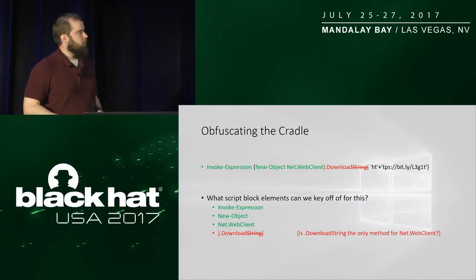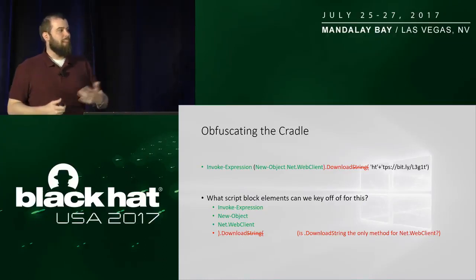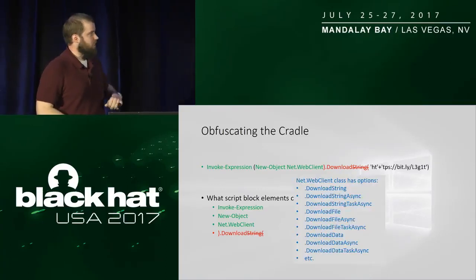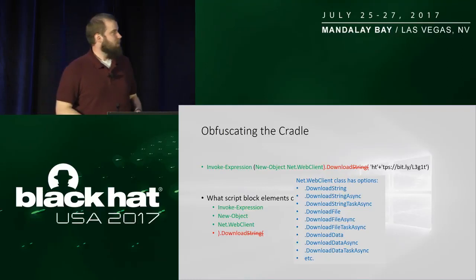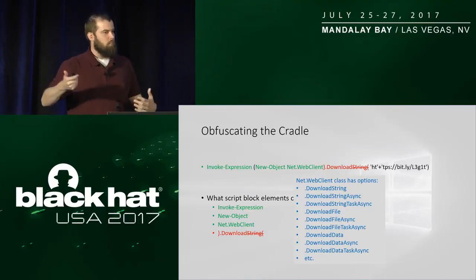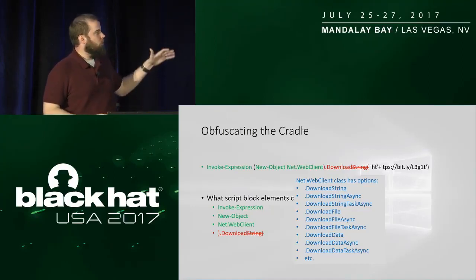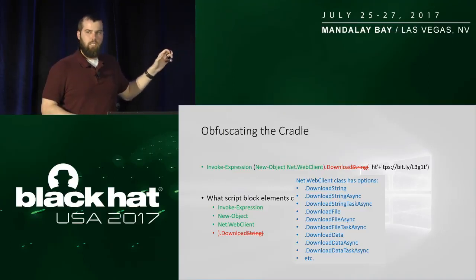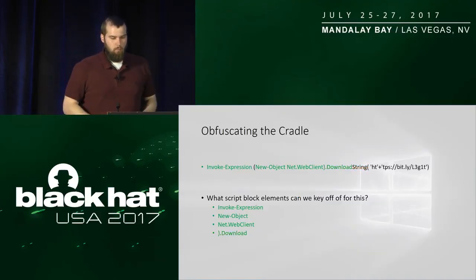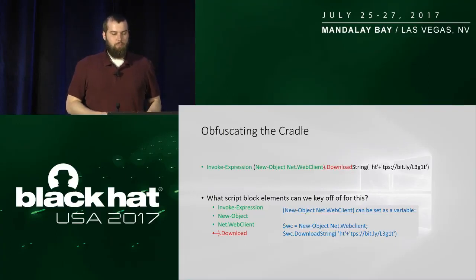So if you'll notice with download string, before we even apply any kind of syntax obfuscation, download string is just a method to the net.webClient class. But there's a lot of methods. In fact, here's just a partial list here. So the main ones I would say to definitely keep in mind are download string, download file, and download data. Download file will download to disk. Download data will return a byte array. So maybe we can just cover all of these by saying instead of looking for .downloadstring, let's just look for .download.